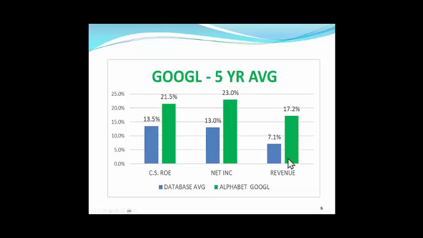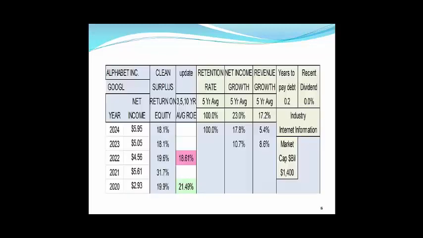So when you look at this chart, the blue vertical lines are the average stock. The green is Google. So Google's outperforming on 5-year averages over the average stock out there, and that's what we're looking at. Now, let's just look at something I want to show you here.